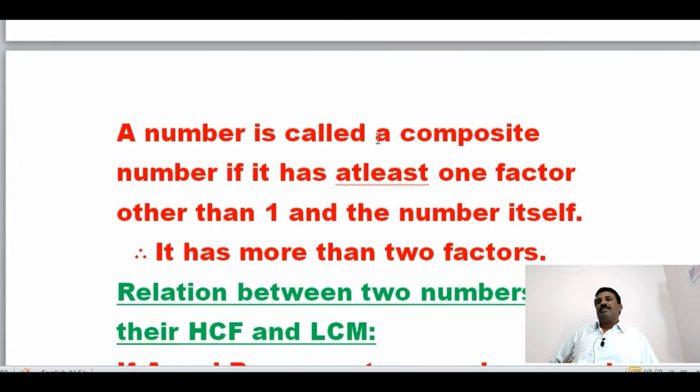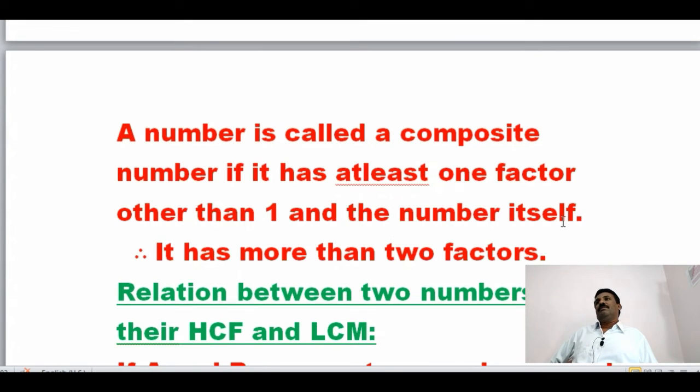Composite numbers. A number is called a composite number if it has at least one factor other than 1 and the number itself. So exactly, the composite numbers are not prime numbers. They are the other numbers except the prime numbers. It means those numbers have at least one factor other than 1 and itself.